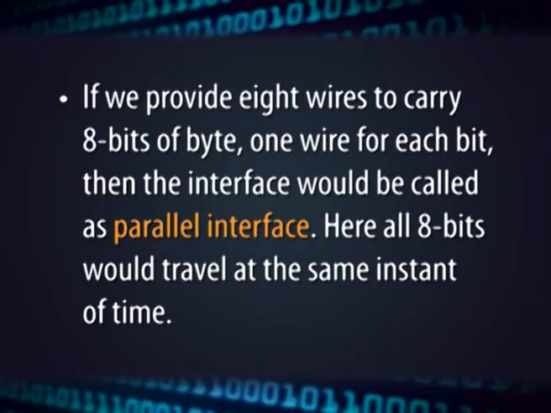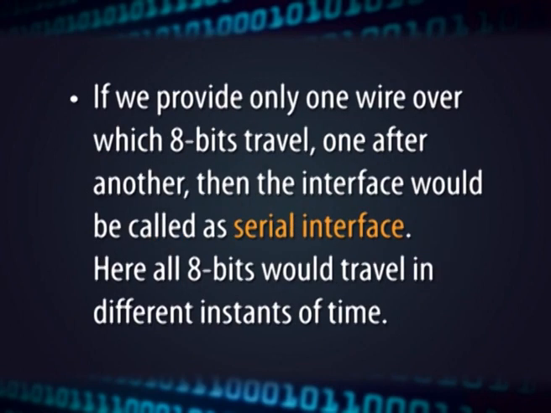The transfer of character A is now reduced to transferring 8 bits from source to destination. Let us examine two possible ways of doing so. First, if we provide 8 wires to carry 8 bits of the byte, one wire for each bit, then the interface would be called a parallel interface. Here, all the bits would travel at the same instant of time. Second, if we provide only one wire over which 8 bits travel one after another, then the interface would be called a serial interface. Here all the 8 bits would travel at different instants of time. Some bits would arrive first and some bit would arrive last.